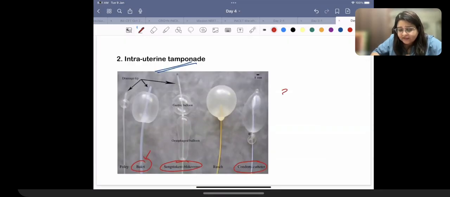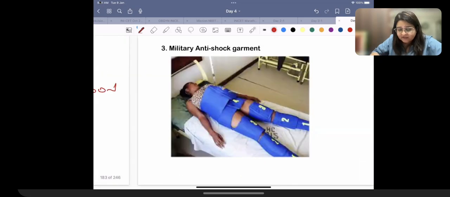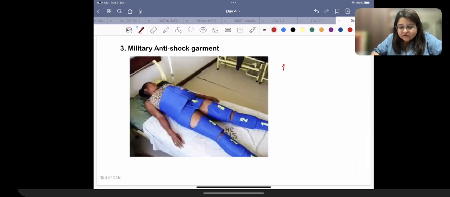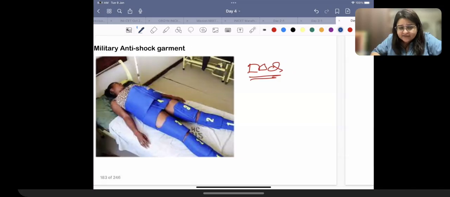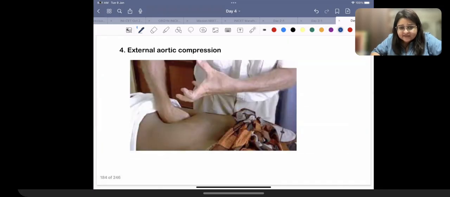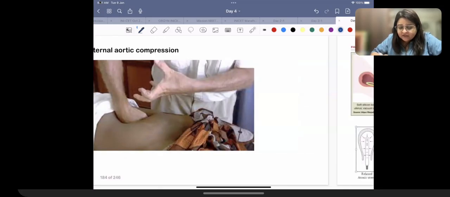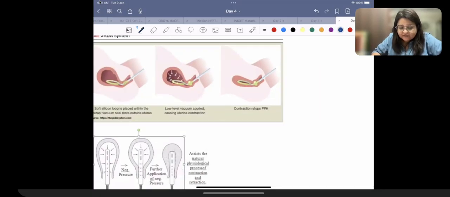All of them need to be inflated with about 300 to 500 ml of saline or whatever fluid is available. This can also come as an image-based question. This is the anti-shock garment, usually used when you're referring a patient to a higher center. This is external aortic compression. Okay, and this is what I was telling you.